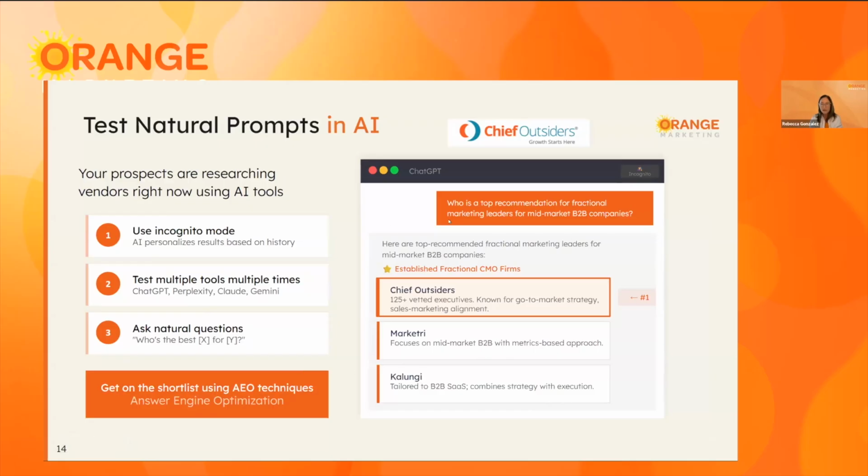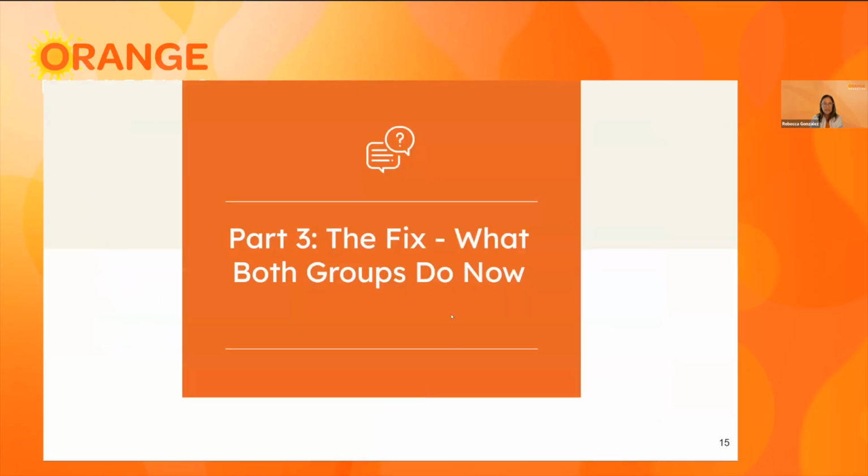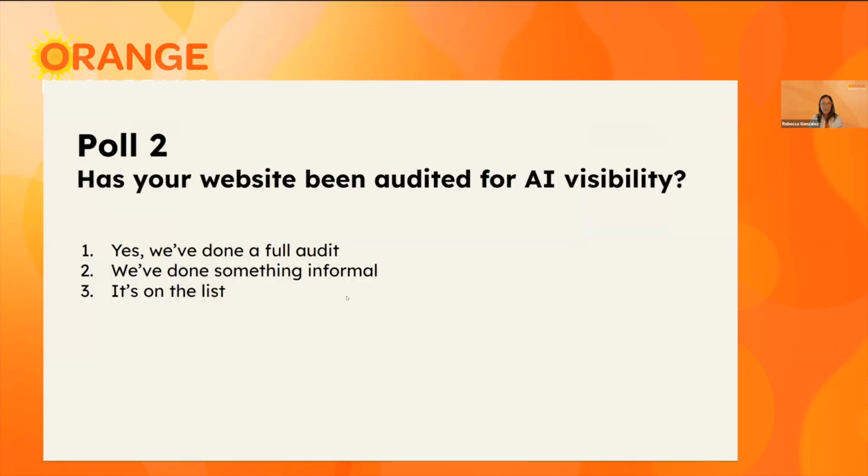And so here's one of our clients, Chief Outsiders, who's a fractional CMO company. If you type that prompt in up at the top, they've done so well in marketing themselves as being known for this that they come up at the top over and over again. So aren't they lucky? They're on the short list right away. So the fix, what both groups need to do right now, and both groups mean sales and marketing. So we're talking to everybody here.